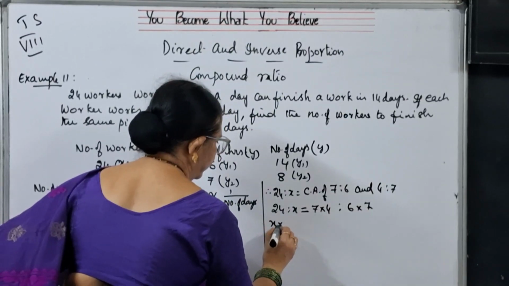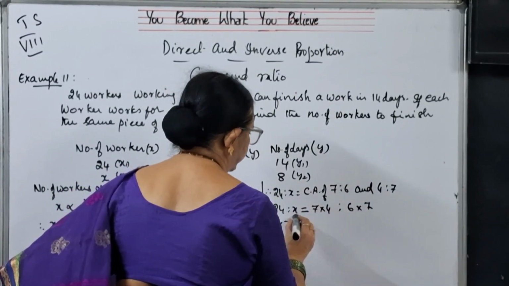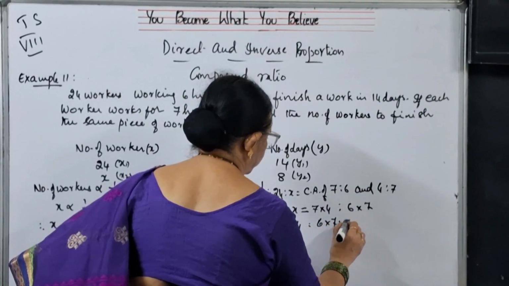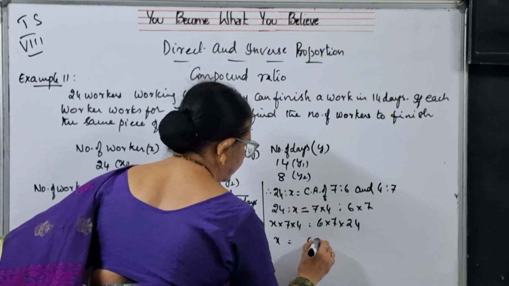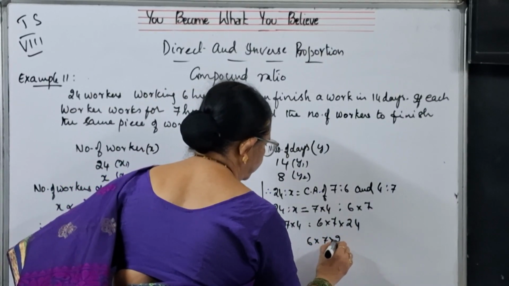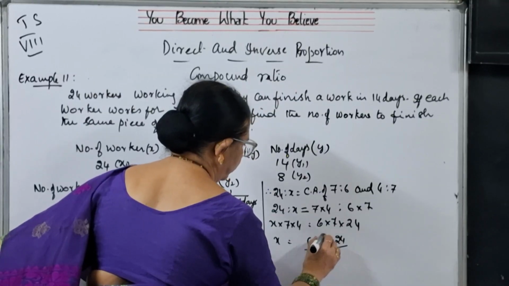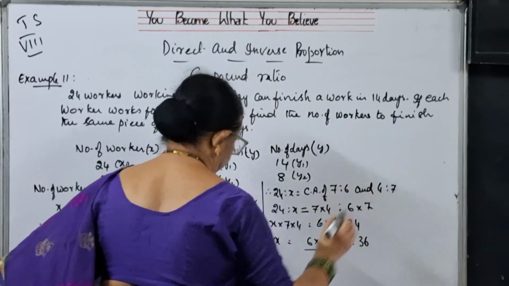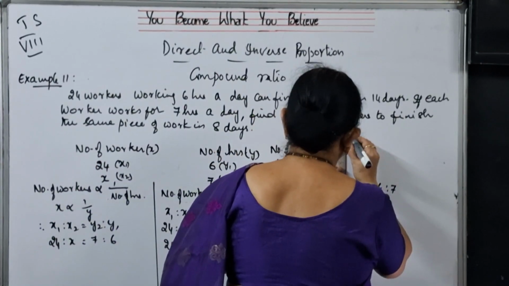So x into 7 into 4 is equal to product of means is equal to product of extremes, 6 into 7 into 24. So what is x? x is 6 into 7 into 24 by 7 into 4. 7 fours are 28, 4 ones are 4, 6 sixes are 36. So what is the answer that we are getting here?